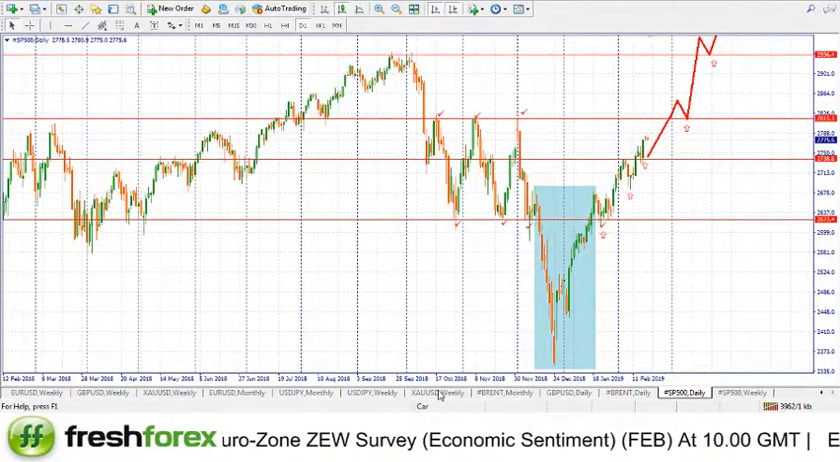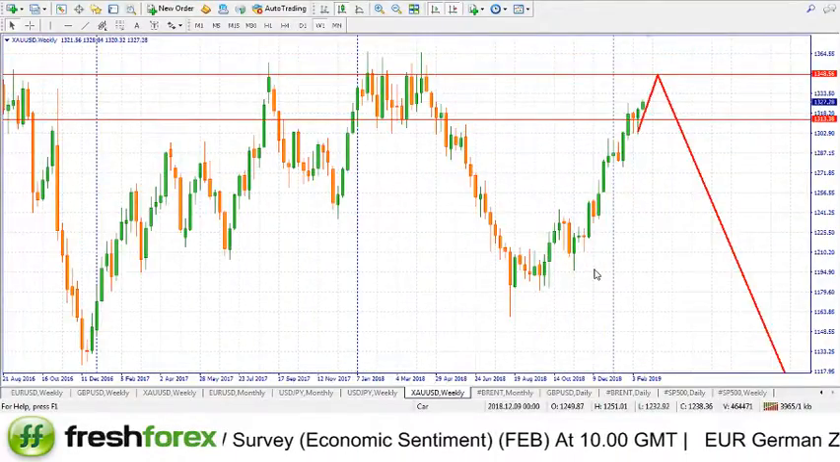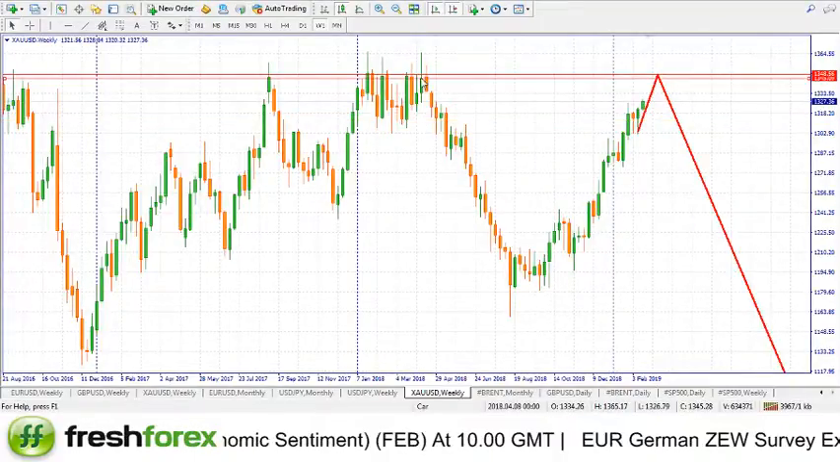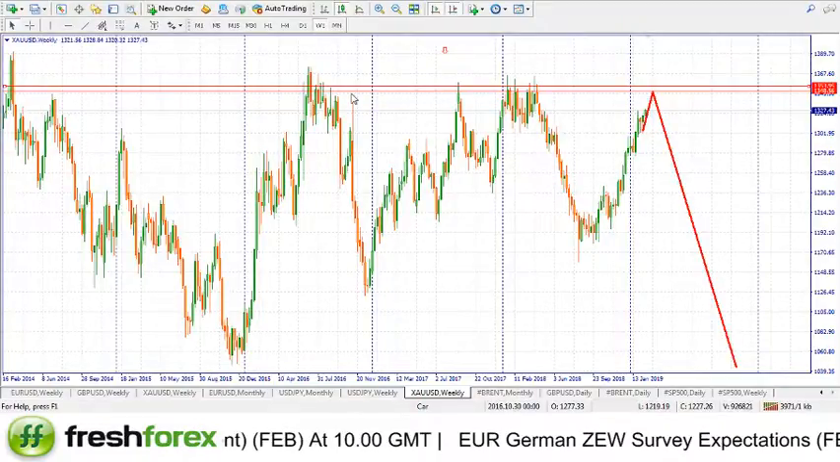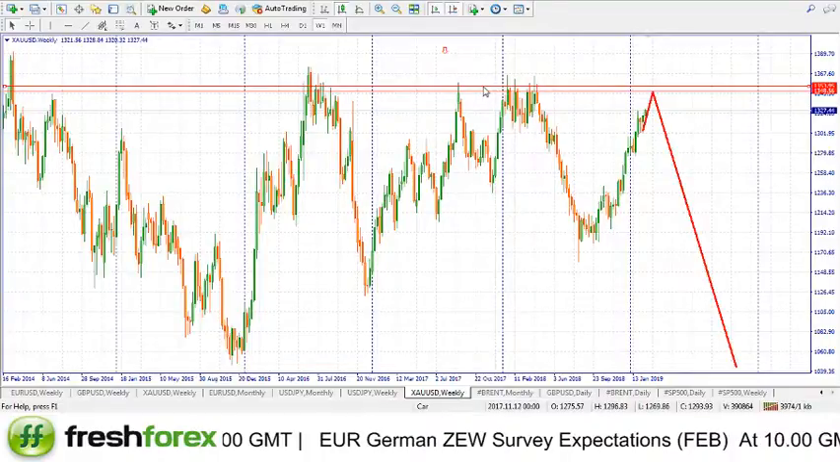Move to the next chart. We move to gold. So this is what we said on gold, that there's a very key level here. The level where I'm having my lines at this one, 1348.5, is also a very good monthly level.